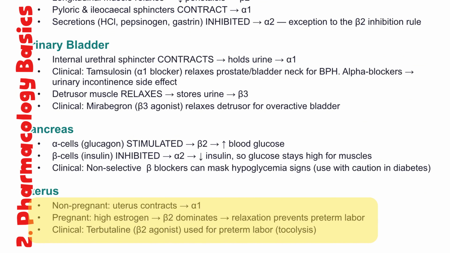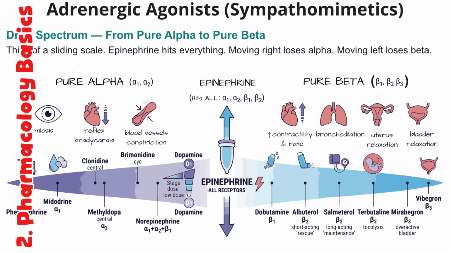Everything downstream follows from this master rule. A pure alpha-1 agonist like phenylephrine causes vasoconstriction and raised blood pressure, which then triggers the vagus nerve to slow the heart down in response, a reflex bradycardia.